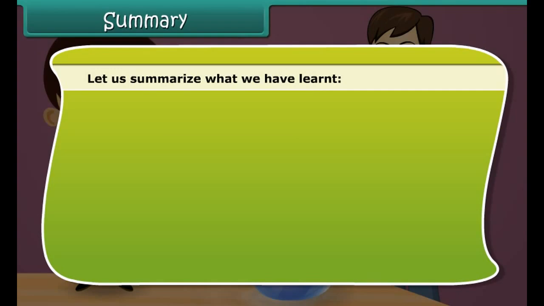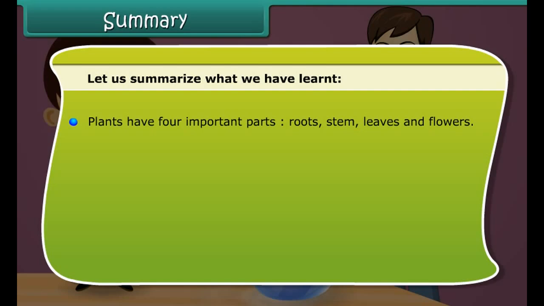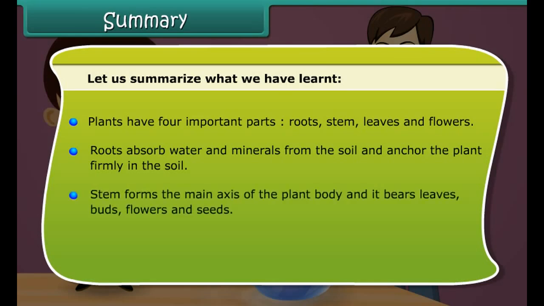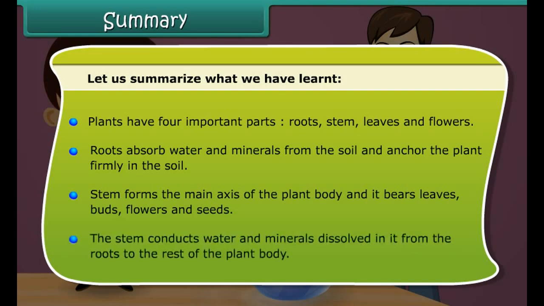Let us summarize what we have learned. Plants have 4 important parts: roots, stem, leaves, and flowers. Roots absorb water and minerals from the soil and anchor the plant firmly in the soil. Stem forms the main axis of the plant body, and it bears leaves, buds, flowers, and seeds. The stem conducts water and minerals dissolved in it from the roots to the rest of the plant body.